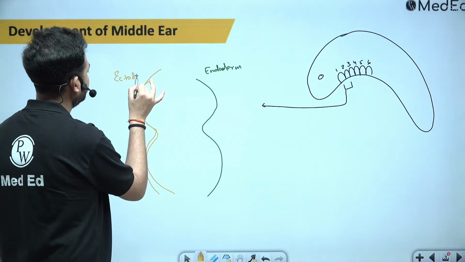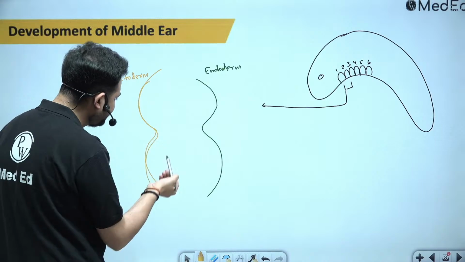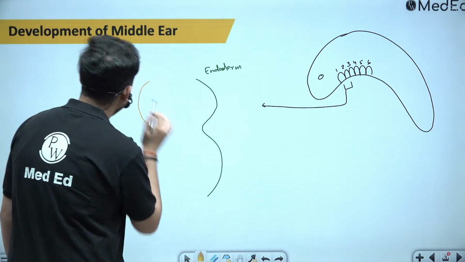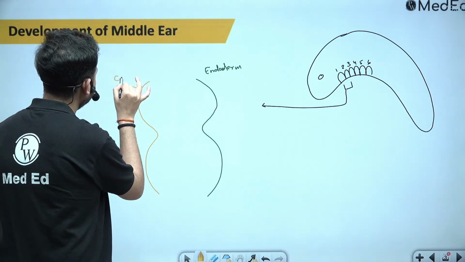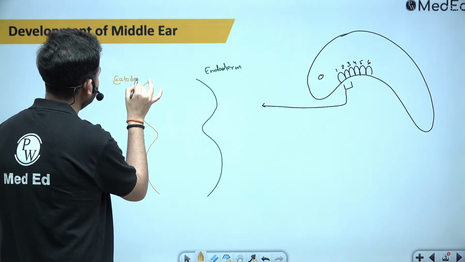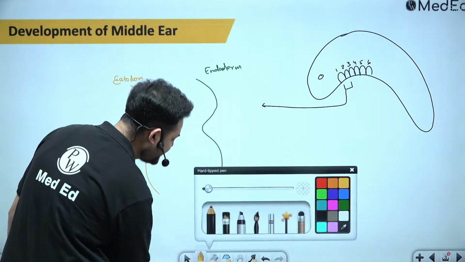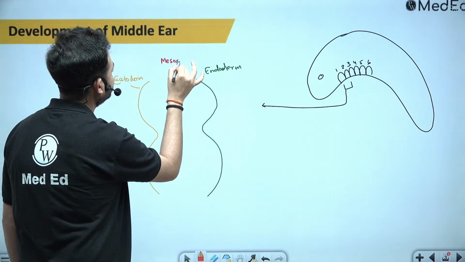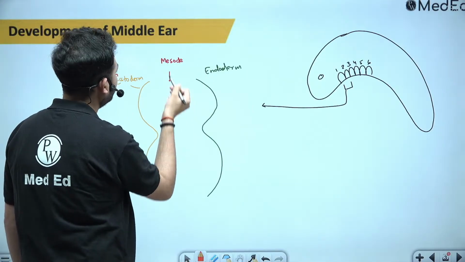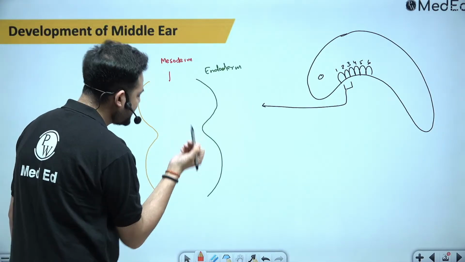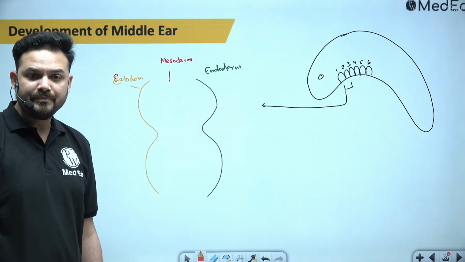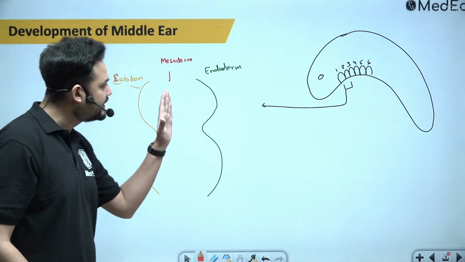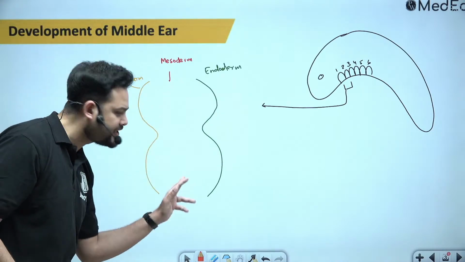Ectoderm. And in the center, this particular area, this is your mesoderm. This is your ectoderm, and this center one is your mesoderm. And this is your first arch and this is your second arch. So what I've drawn are the 3 layers of the pharyngeal arch: the ectoderm, the mesoderm as well as the endoderm. This is the first arch, this is the second arch.